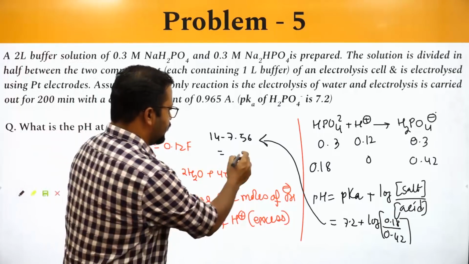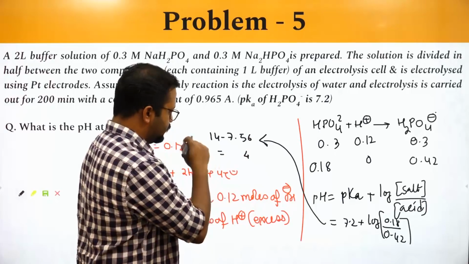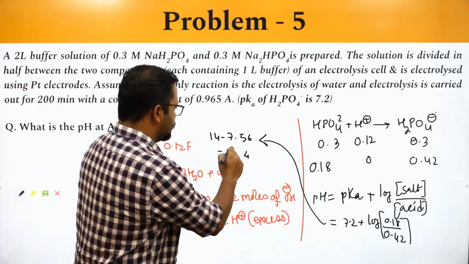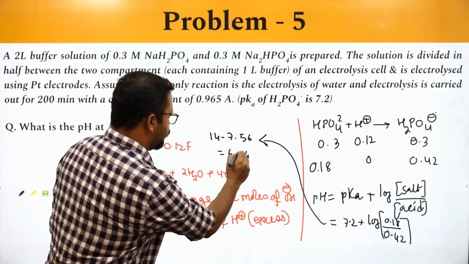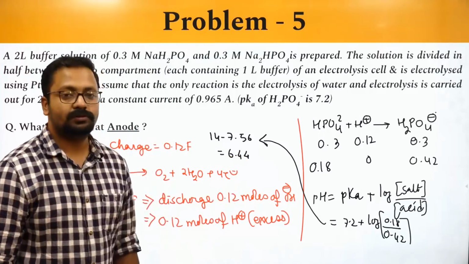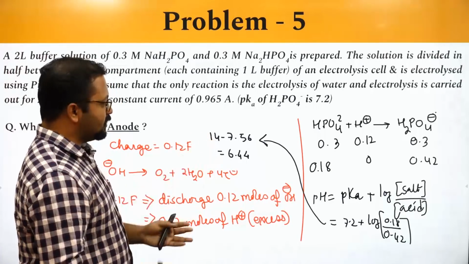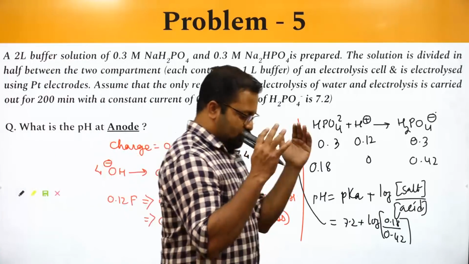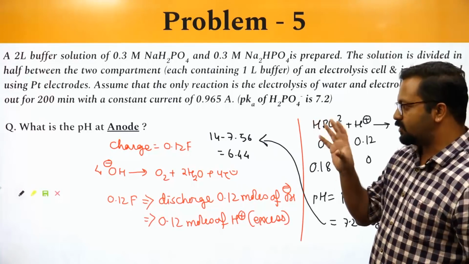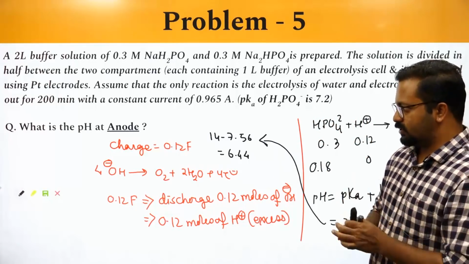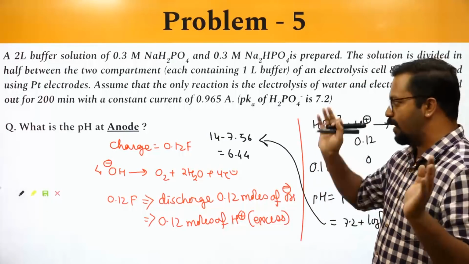So the answer should be 6.44. Answer should be 6.44. Why have we done 14 minus? Because that is the shortcut. See, the solution has to be electrically neutral. The solution in totality will turn out to be neutral.